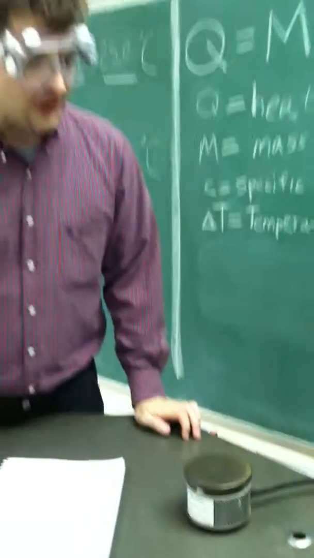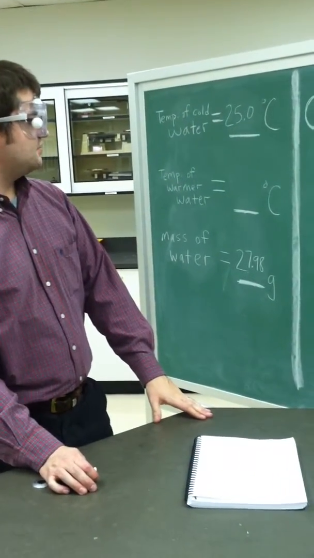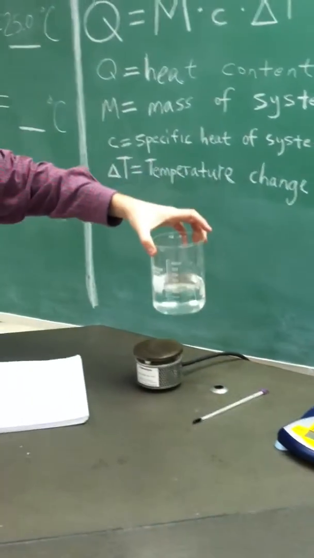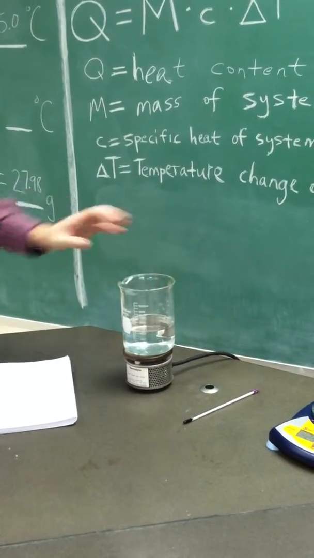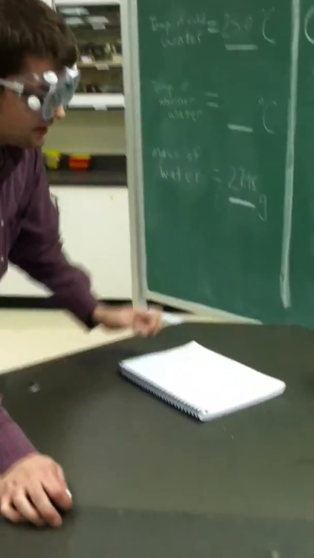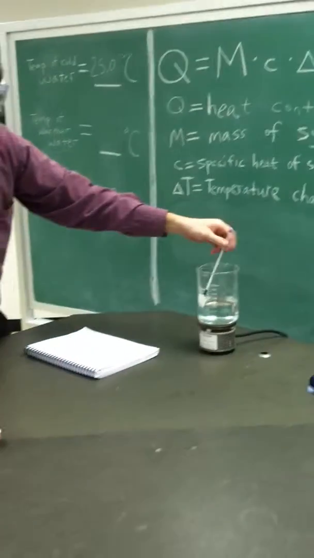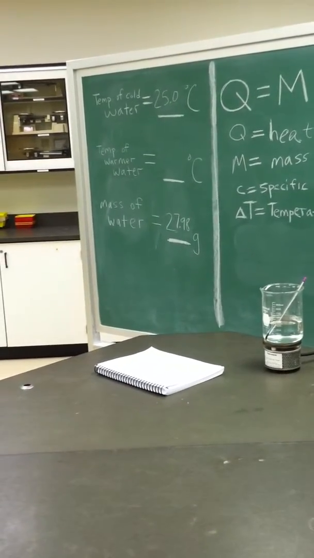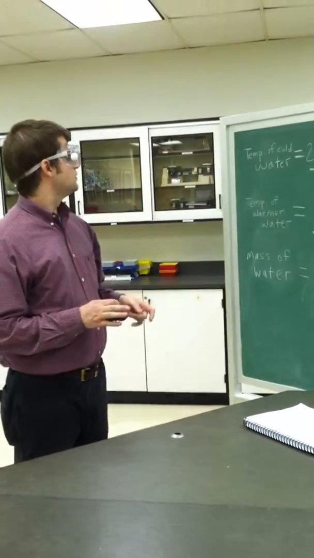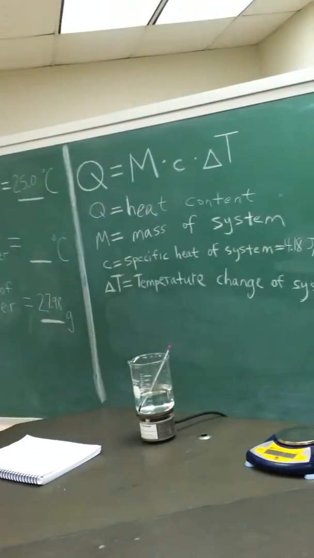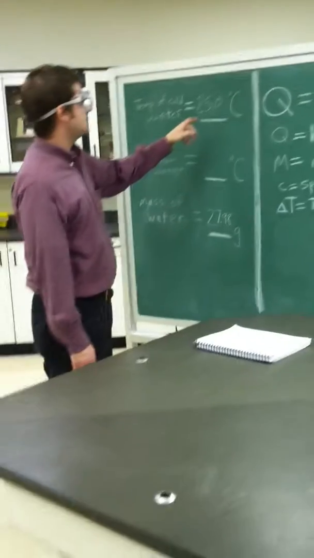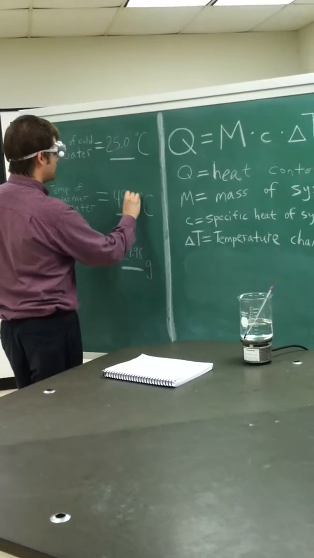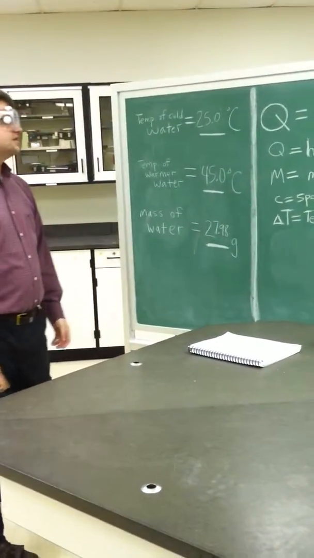Alright, now what I'm going to do is raise the temperature by 20 degrees. So I'm going to put this beaker here on my hot plate. Now, I'm going to put my thermometer in here, and I'm going to let it heat up to 45 degrees Celsius. So I know what my change in temperature is going to be. I know that I'm going to raise the temperature from 25 to 45, which will be a delta T of 20 degrees.